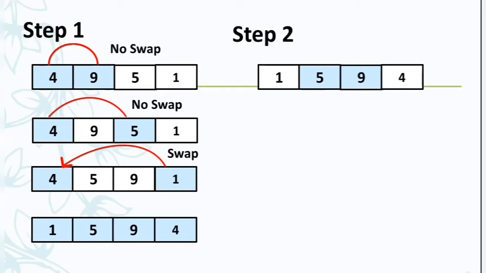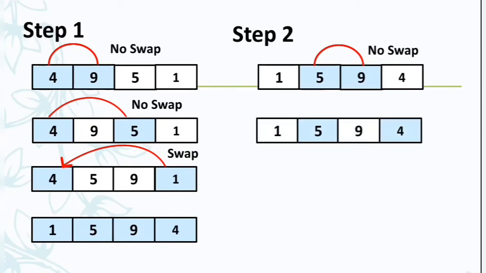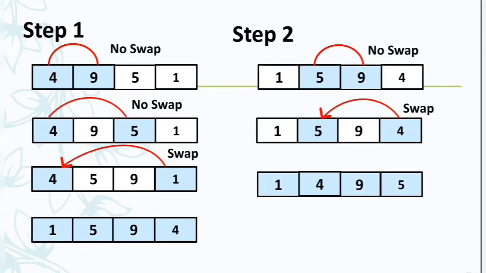So in this first case I am comparing the element 5 with 9. As 9 is greater than 5, no swap takes place. Again, in the next case, I am going to compare the element 5 with the element 4. As 4 is smaller than 5, a swap is needed. So the swap takes place and at last we get the array as 1, 4, 9, 5.